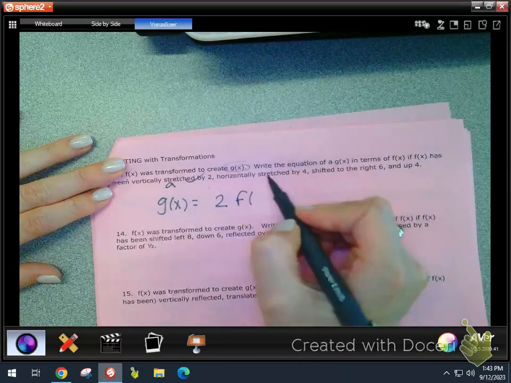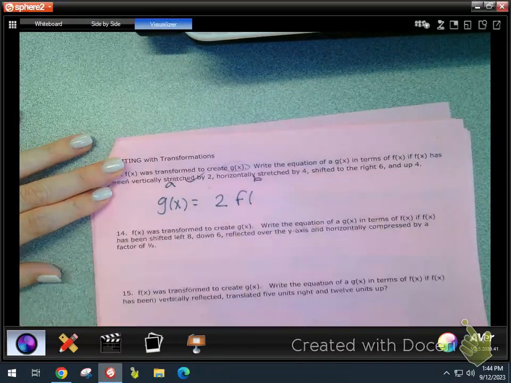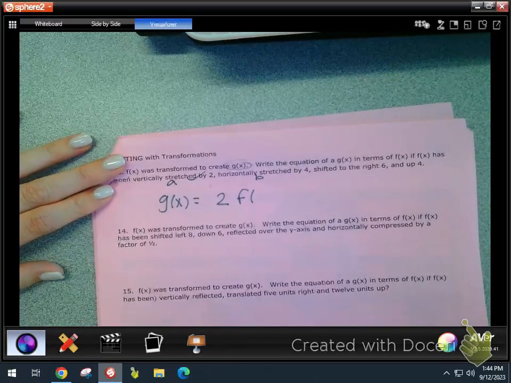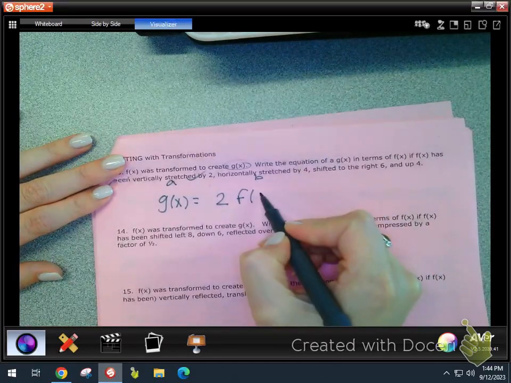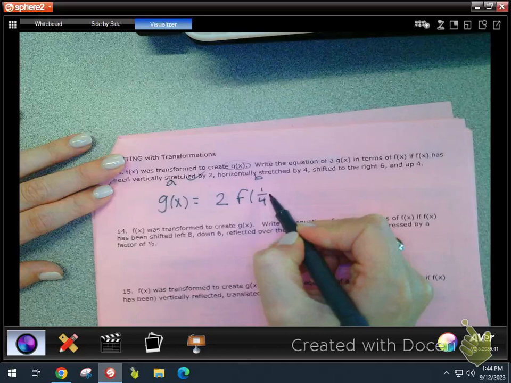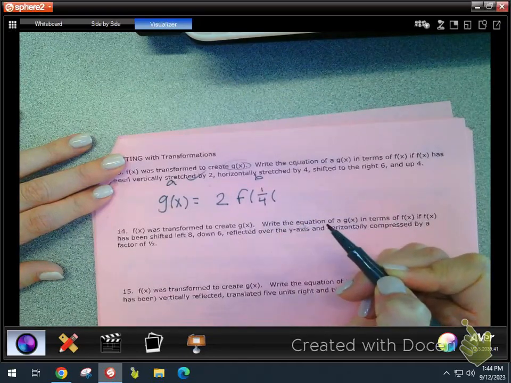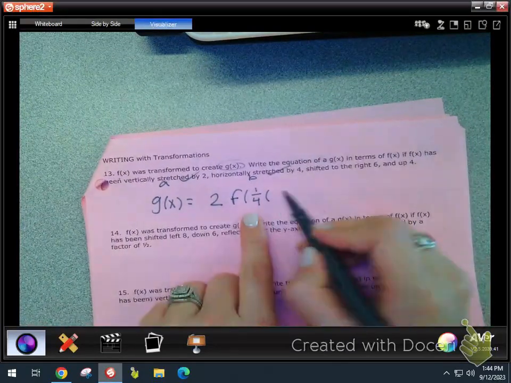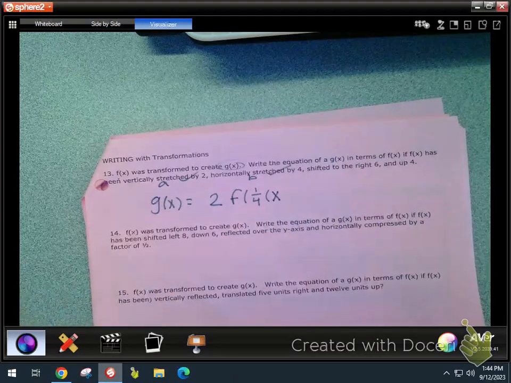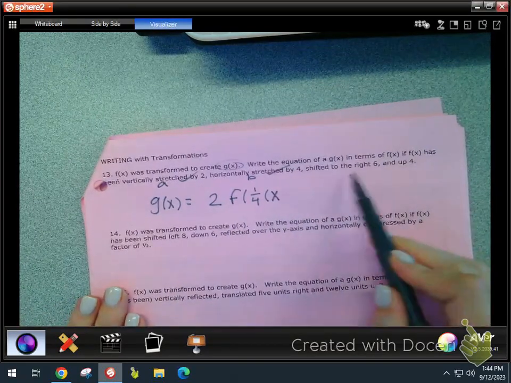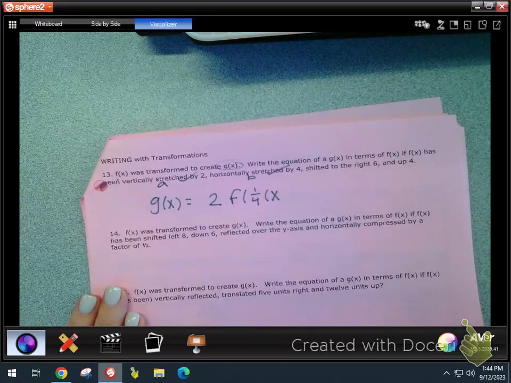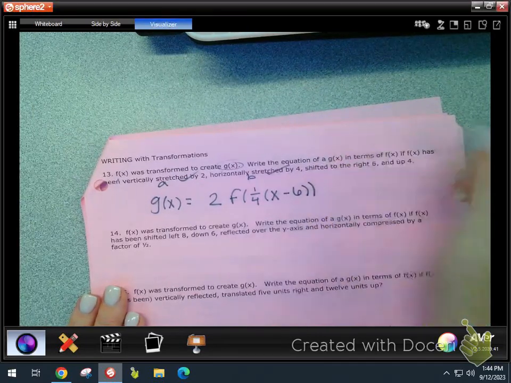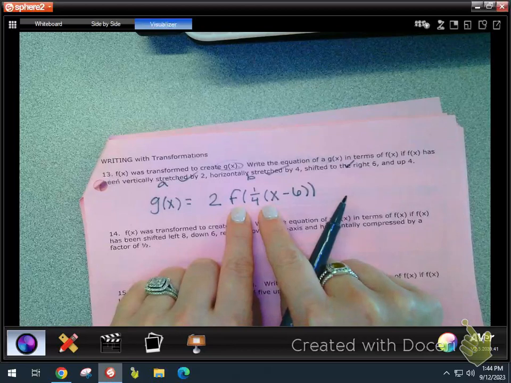Horizontally stretched by 4. Horizontally stretched is a B. So it's got to go on the inside. But you have to write it as the reciprocal. So instead of a 4 on the inside, I'm going to put 1/4. Open up a parentheses. Check. Okay. Then I'm going to put an X right here because I've got to have an input somewhere. Shifted to the right 6. Right's the positive direction. So what do I put in my equation? Minus 6, close, close.